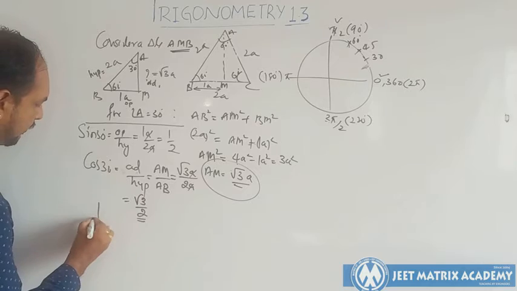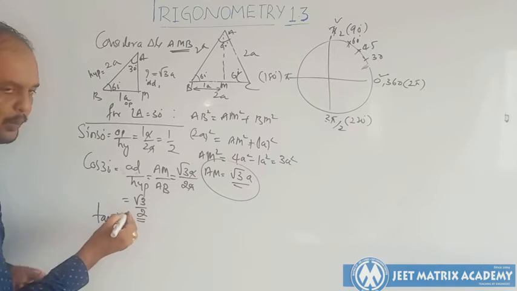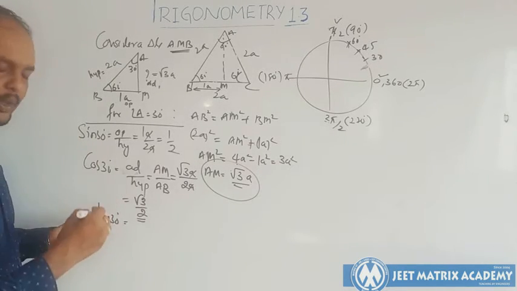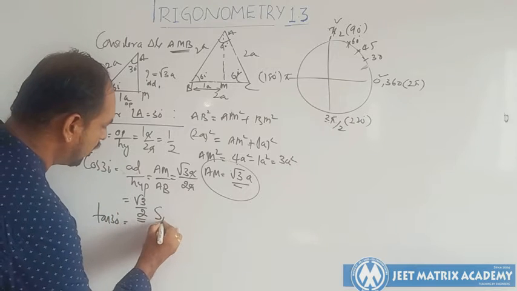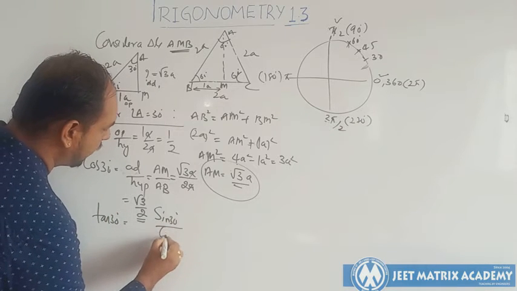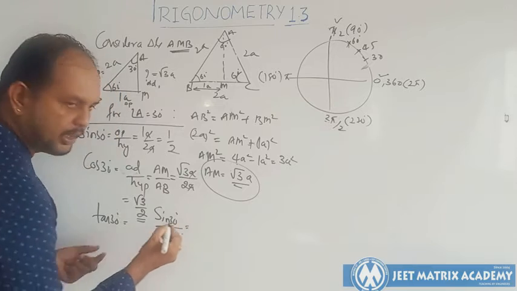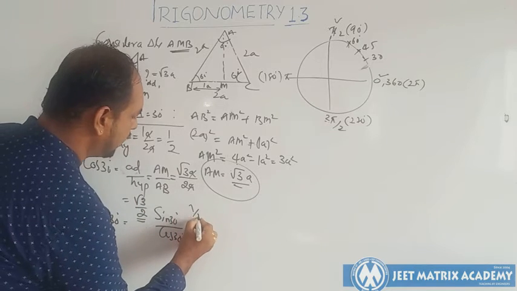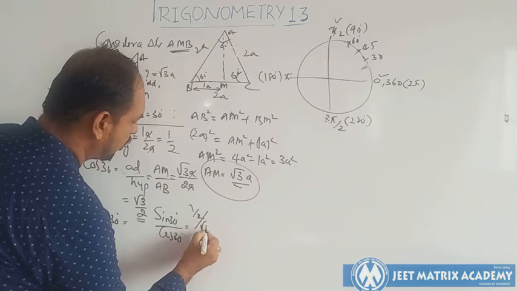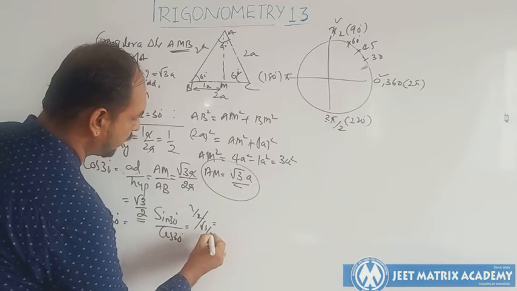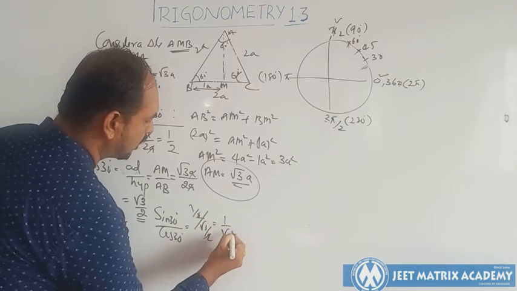Similarly, tan. Both way you can do. Sin 30 by cos 30 you can write. This is equal to sin 30 divided by cos 30. This way also you can do. That means 1 by 2 divided by root 3 by 2. That will be 2 to get cancelled, 1 by root 3.